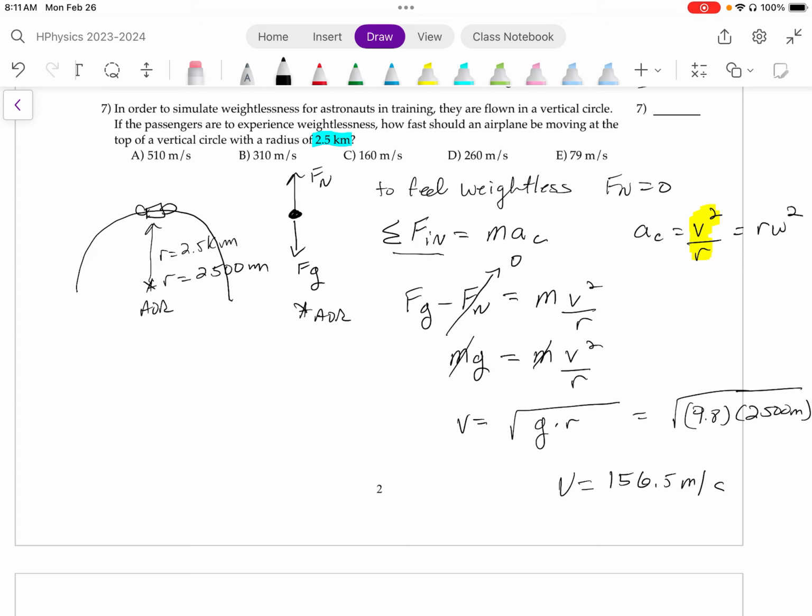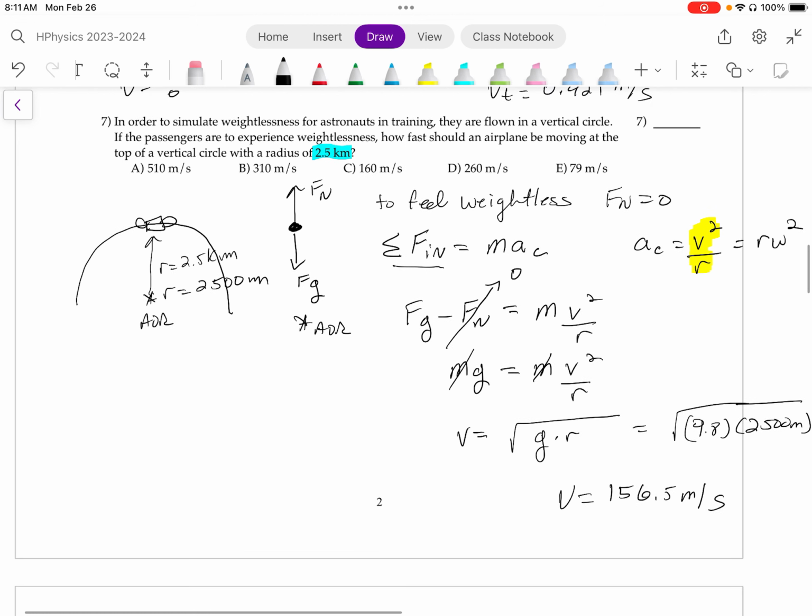156.5 meters per second. The radius was given to us in 2 sig figs, and so v to 2 sig figs is equal to 160 meters per second. And so the answer is C. All right, that's part 1 of the solutions video.